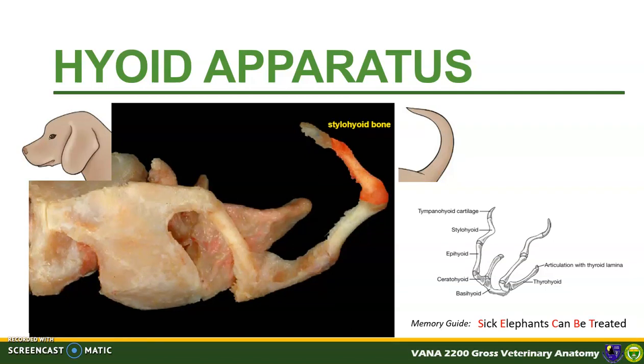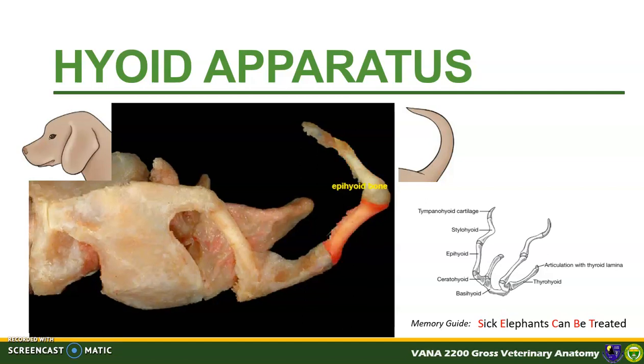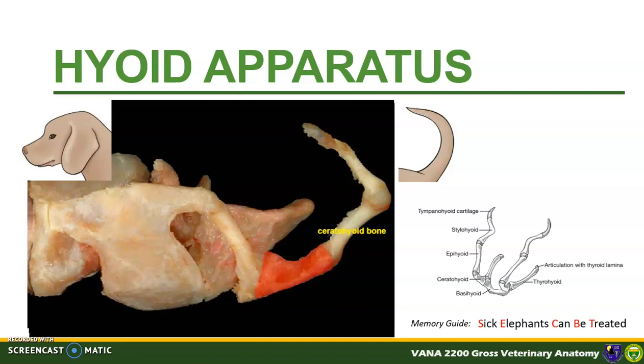This is the largest and often called the great cornua. It articulates rostrally with the epihyoid and the temporal bone caudally. The next is the epihyoid, which is a small rounded bone situated between the stylohyoid and the ceratohyoid. It is also known as the middle cornua. Ceratohyoid is located between the epihyoid and the basihyoid. It is often referred to as the small cornua.